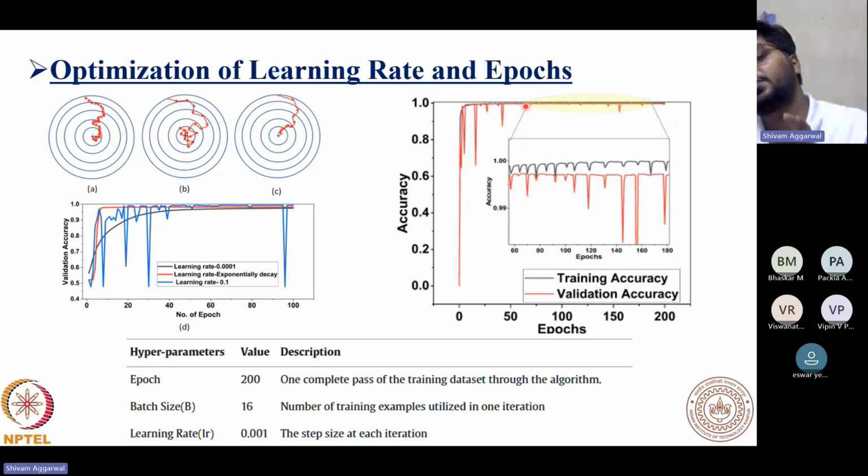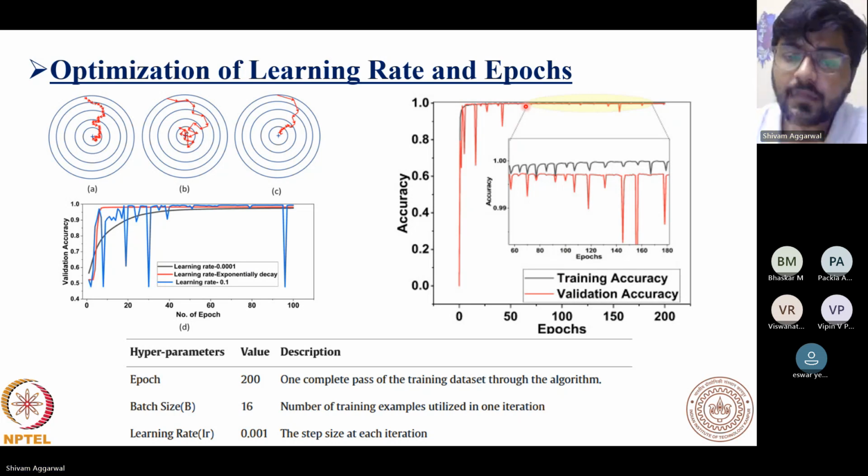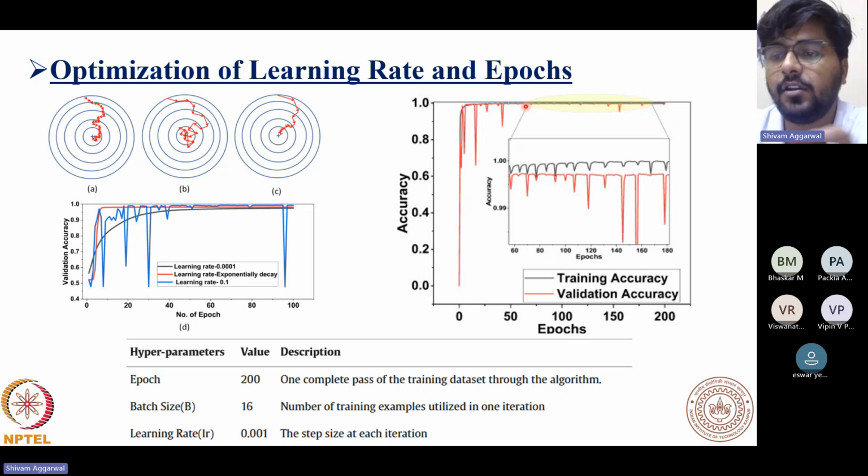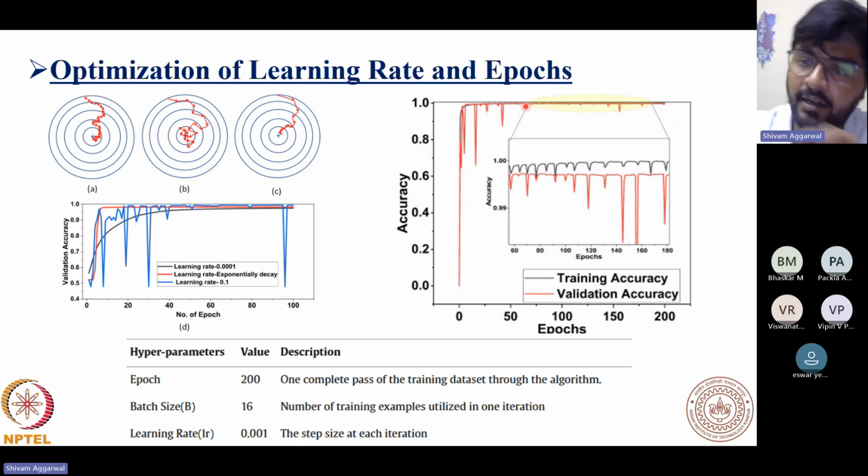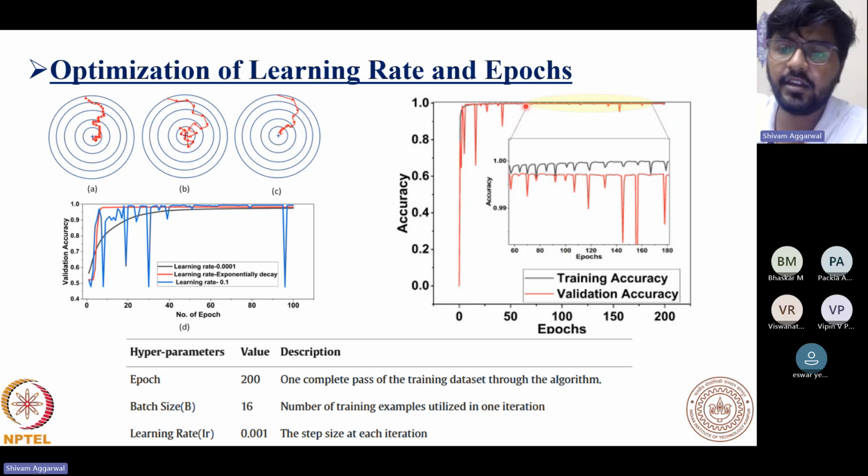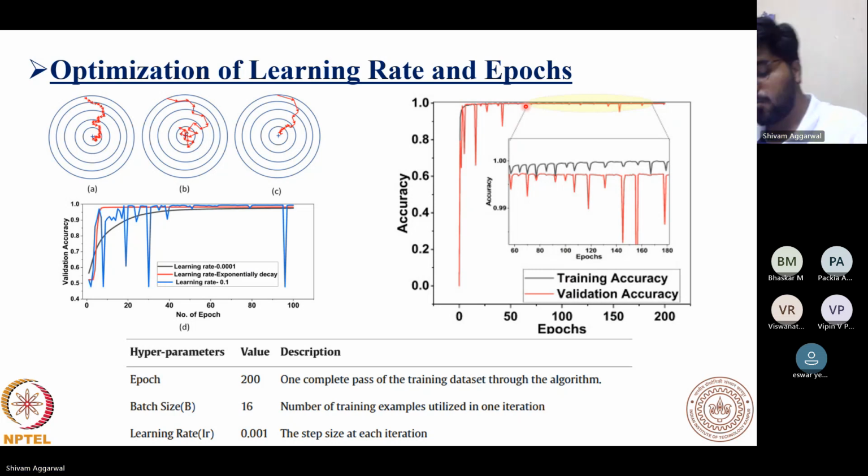So we can also tune our epochs. There is no need for a large number of epochs, because your model gets significant accuracy before that. So there is no point in training it for a higher number of epochs. So in this work, they also tuned that.